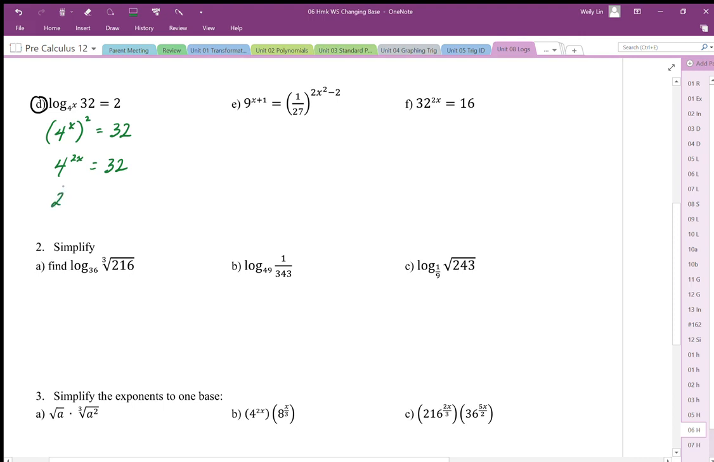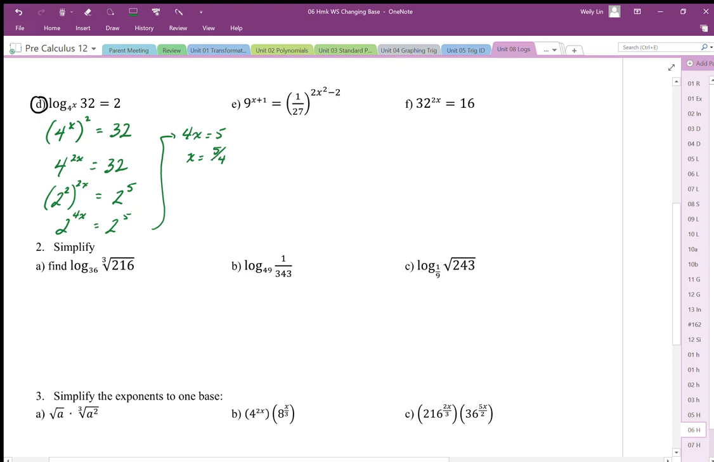I'm going to end up with 2 to the power 2 to the power 2x, and that's equal to 2 to the power 5. Okay, 32 is equal to 2 to the power 5. I can then rewrite this as 2 to the power 4x is equal to 2 to the power 5, and then equating the exponents, I can say that 4x is equal to 5, and then x is equal to 5 divided by 4, or 1.25.